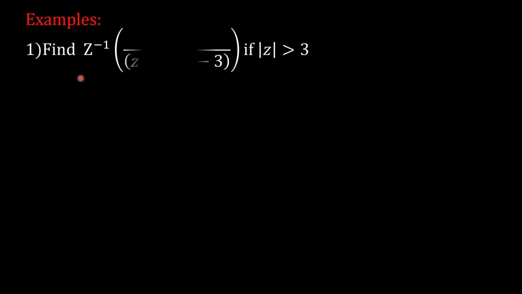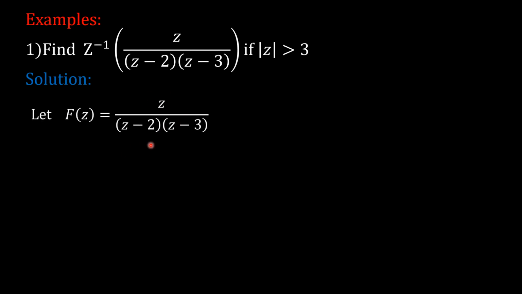Consider the first example. Find the inverse Z transform of F of z, which is z divided by z minus 2 into z minus 3, and the region of convergence is mod z strictly greater than 3. Solution. Given F of z is z divided by z minus 2 into z minus 3. Express this in the form F of z upon z, for which we divide both sides by z. That will give us F of z upon z equal to 1 upon z minus 2 into z minus 3.